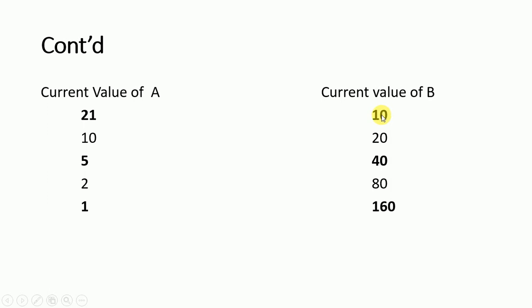10 is an even number. A is an odd number, the current value of A being 21. What we do now is we change the value of A, so A is going to be divided by 2. When A is divided by 2, B is supposed to be multiplied by 2. That's how come this becomes 10 and this becomes 20.